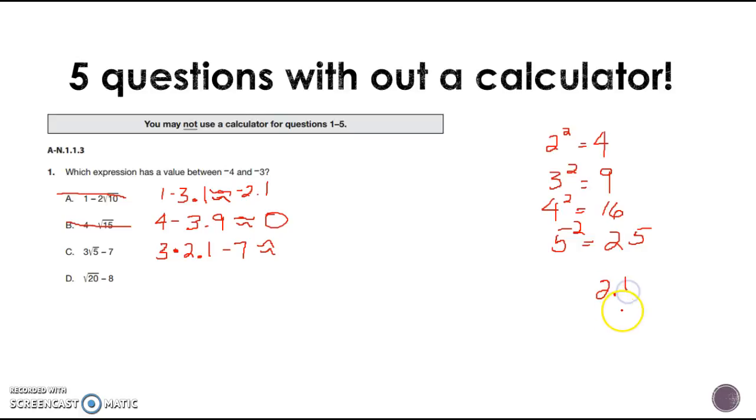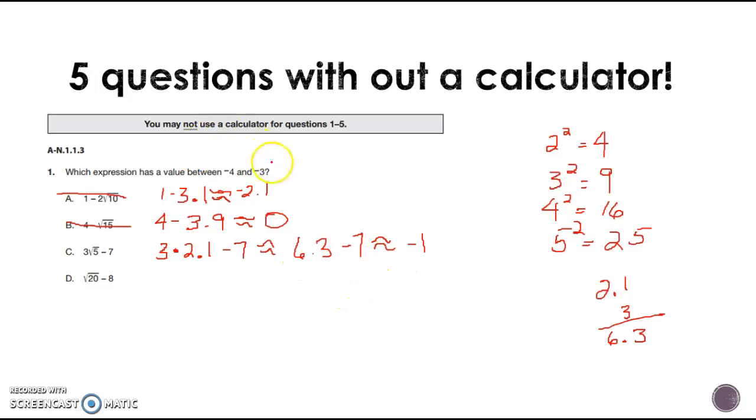We're just guesstimating at it. 2.1, it really doesn't matter, but 3 times that, so we got 3 times 1 is 3. 2 times 3 is 6, so around 6 point something, okay? Around 6 point something minus 7. Well, that's going to give us something less than 1, right? Less than -1.